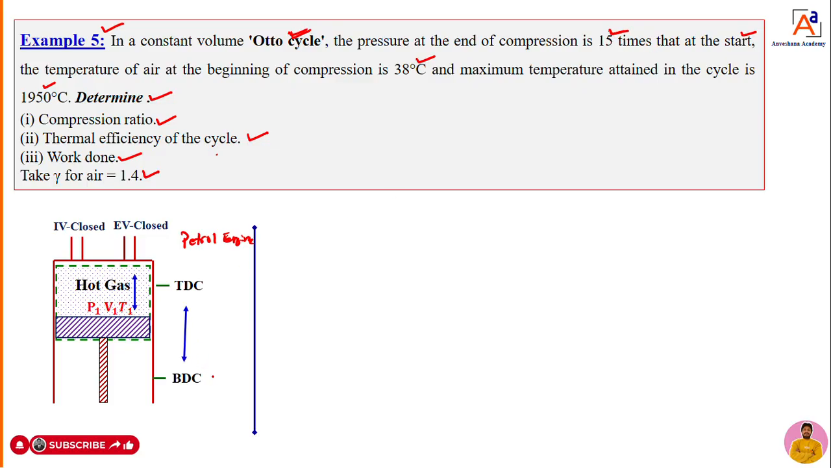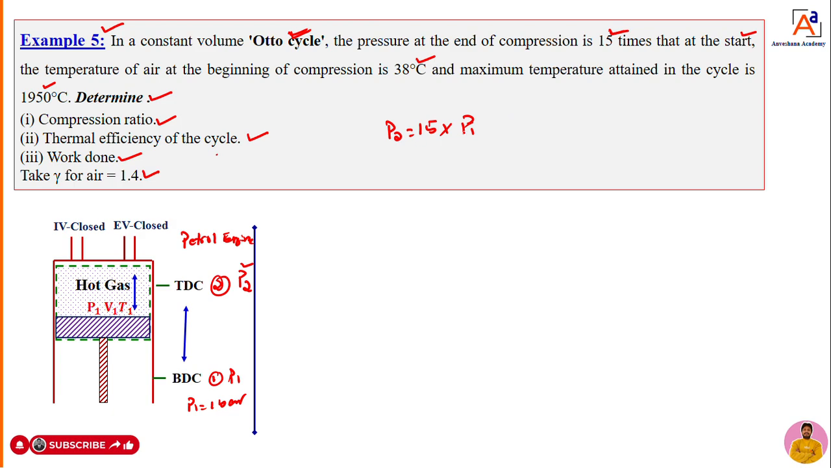Dear students, you can call it point 1 and point 2. When the air fuel mixture gets compressed, the pressure is going to increase from P1 to P2. The pressure of the air when it is compressed is P2, and that P2 is 15 times greater than P1. For example, at BDC, at atmospheric pressure, P1 will generally be 1 bar. If it is compressed 15 times, it will be 15 into 1, around 15 bar.